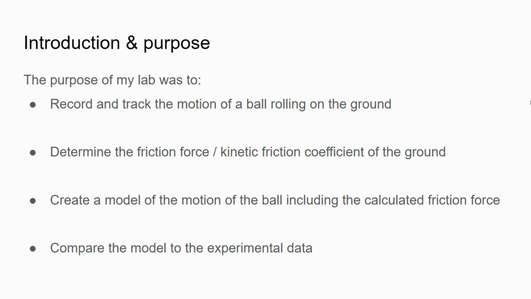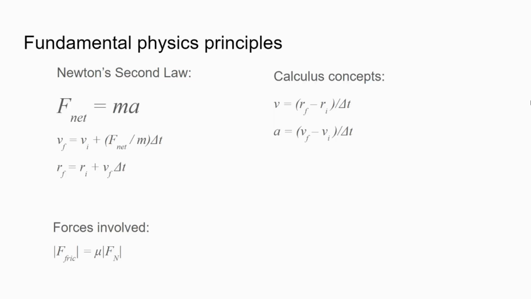The purpose of this lab was to find the kinetic friction coefficient of a ball rolling on the ground, and then create a model of the ball's motion and compare it to the real ball's motion. To accomplish this, the motion of the ball was recorded and the data was used to calculate the kinetic friction coefficient. Then, this coefficient was used to help create a model of the ball's motion on GlowScript. Finally, this model was compared to the real video of the ball's motion. The results of this lab show that the model was somewhat accurate to reality.